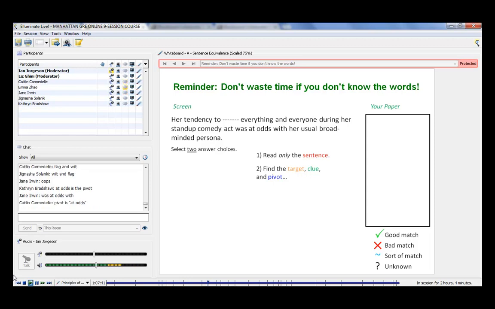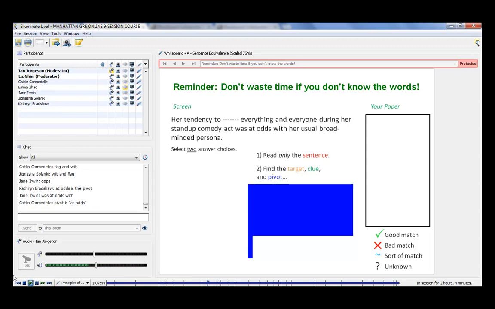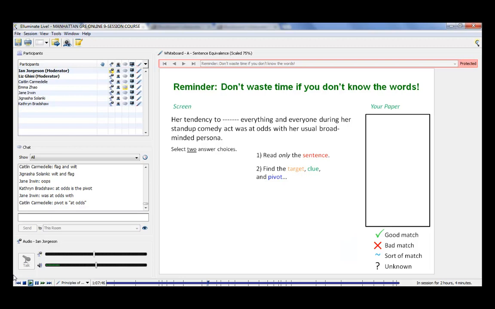Catherine, I agree. At odds. Yeah, Caitlin's saying the same thing. Sorry. At odds. So whatever she's doing, her tendency to blank everything and everyone, that's got to be the opposite of what the clue is telling us, being a broad-minded person. So what do you think she's doing to people during her stand-up comedy acts here?